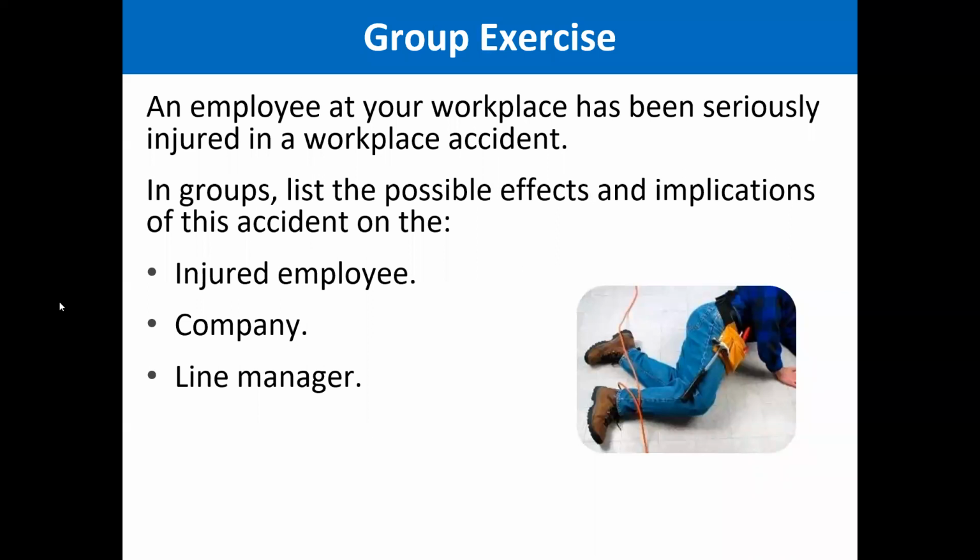manage health and safety. Okay, now let's say an employee at your workplace has been seriously injured in a workplace accident. So what I want you to do is identify the possible effects and implications of this accident on, number one, the injured employee, the company, and the line manager. Okay, so guys, I need your involvement here again. So what do you think will happen to the injured employee if an accident happens in the workplace and he gets injured? What are the implications for the injured employee?